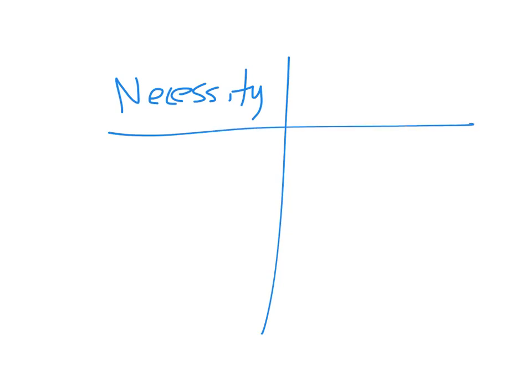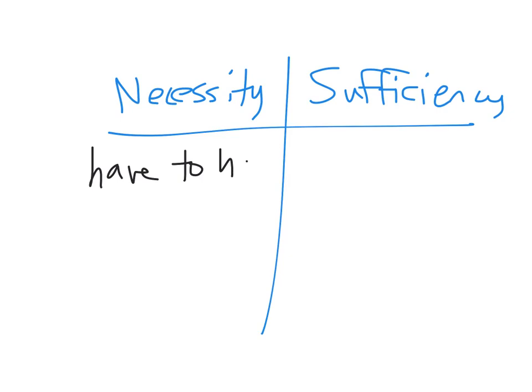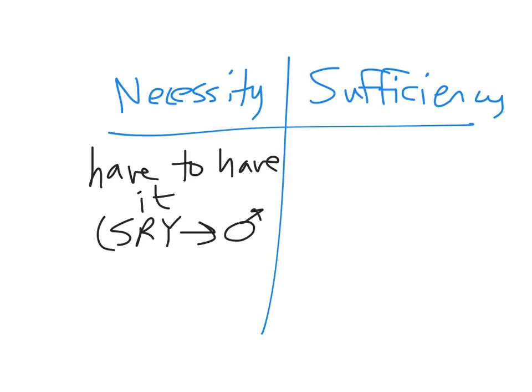So there are different types of analyses that we use to identify whether a gene is necessary to do something, a gene is necessary to have an effect, and if it's sufficient to have a particular effect on an organism. So necessity and sufficiency. If a gene is necessary to do something, that means you have to have it. For example, the example we've been using, SRY is necessary to produce males. If you don't have SRY, you can't become male.